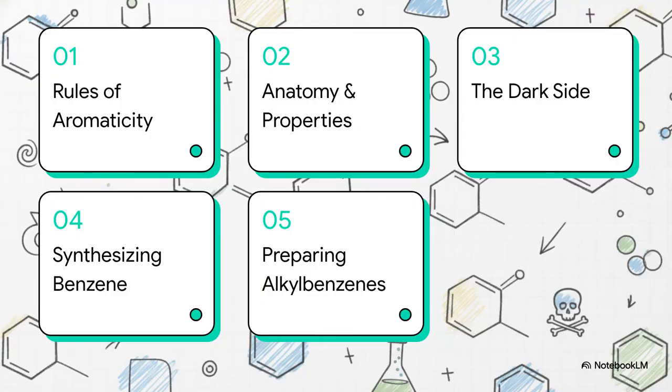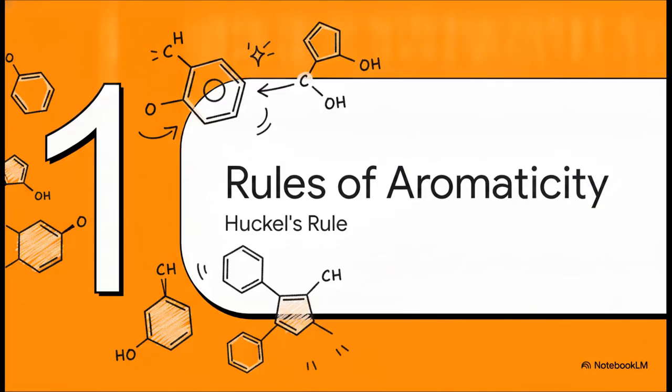Here is our roadmap for the explainer. We'll start with the rules of aromaticity, then move into anatomy and properties. Check out the dark side regarding its toxicity, look at synthesizing benzene, and finally, preparing alkyl benzenes. Section 1. The Rules of Aromaticity.